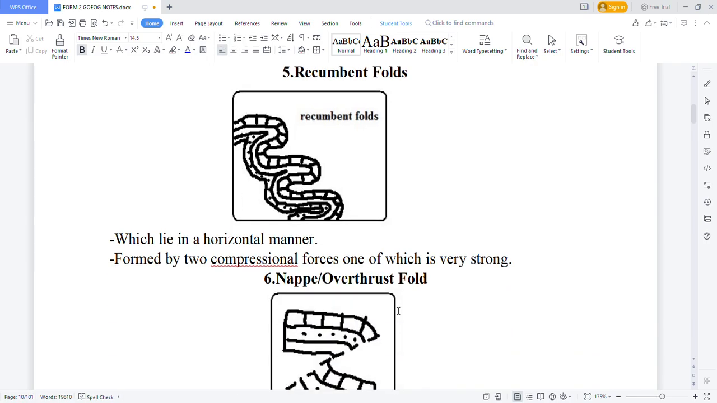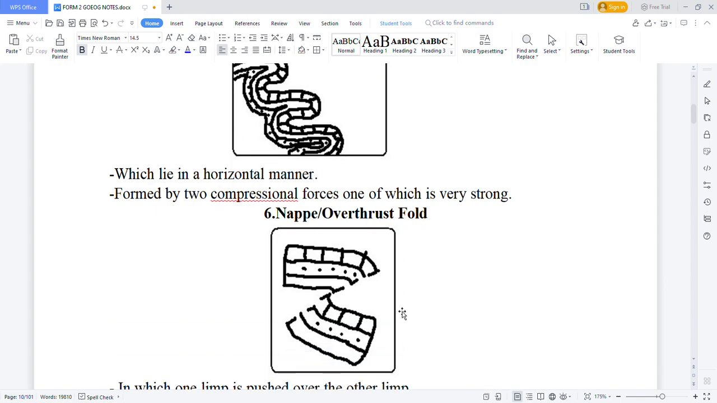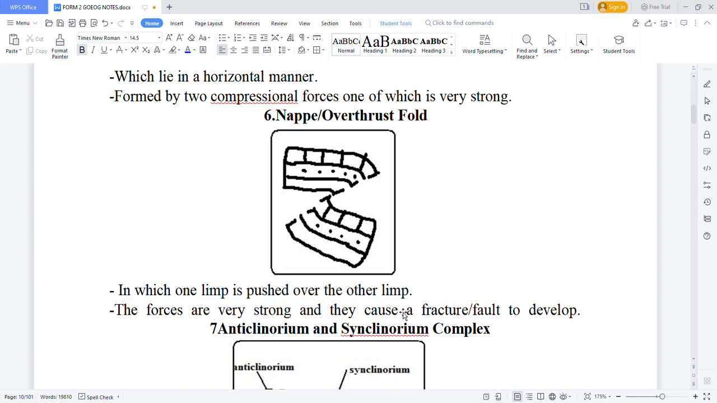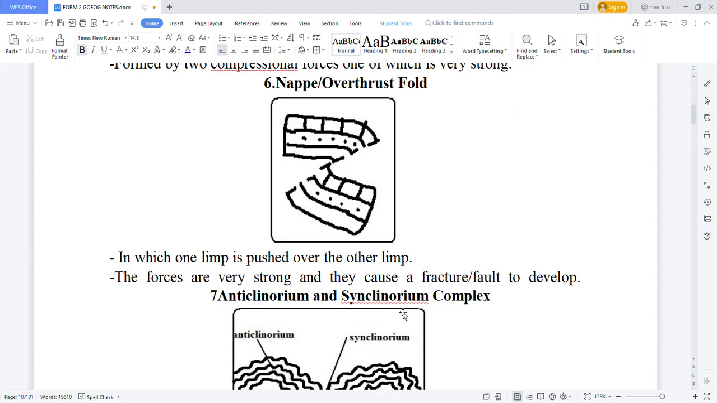Then we go to recumbent folds. They lie in a horizontal manner, formed by two compressional forces, one of which is strong. The next one is the nappe or overthrust fold. One limb is pushed over the other. The forces are very strong and they cause a fracture or fault to develop.